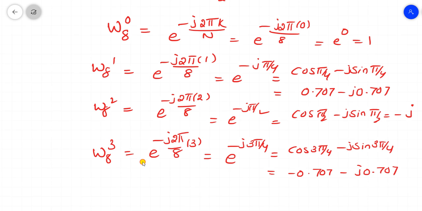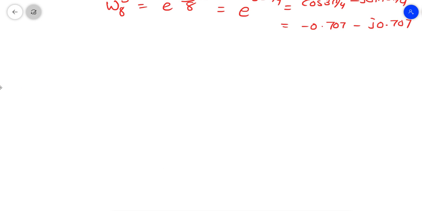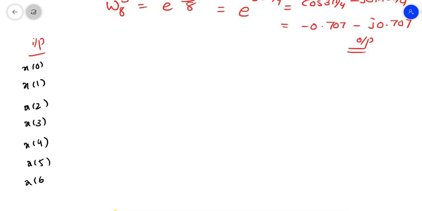Now we are going to design a DIF algorithm by using the butterfly diagram. For this DIF algorithm, 8 points are there, so first of all we should represent these 8 points. Here is the input and here is the output. My inputs are x of 0, x of 1, x of 2, and so on. We should follow natural order only. No need to follow bit reversal order like in the decimation in time algorithm. So up to x of 7, all the sample values are 1.